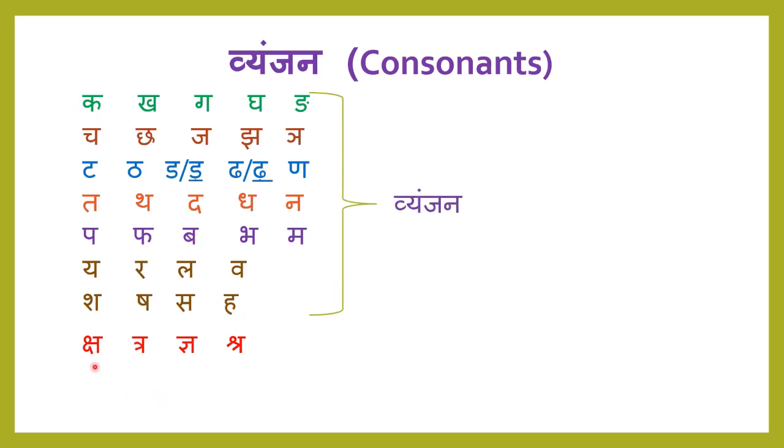The last four are Ksha, Tra, Gya, Shra. These are what? These are the Sanyukt Vyanjan, the combined consonants. These four letters are taken from Sanskrit. So here we are done with the introduction of Varnamala.